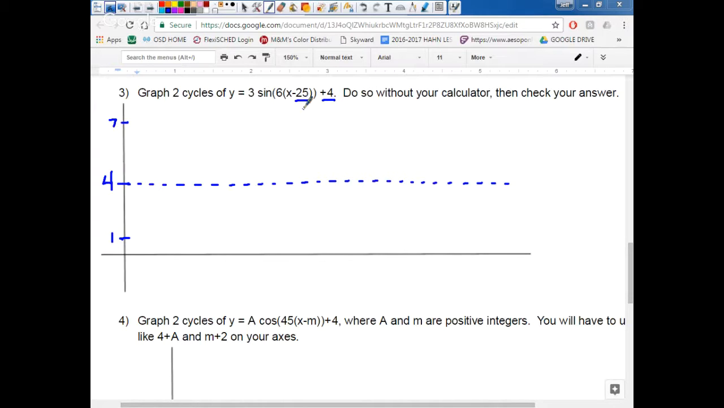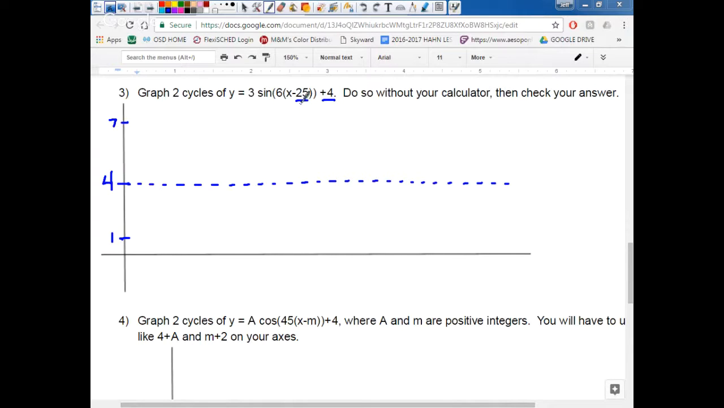Phase shift of 25. And what's my period going to be? Because now I've got to kind of landmark myself on the x-axis, 6. So my question is 360 divided by p has to give me 6. So I think the p has to be 60. Period has to be 60.